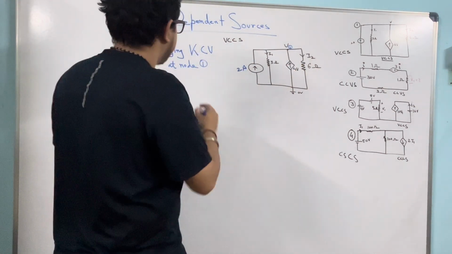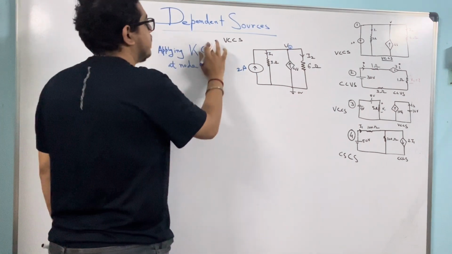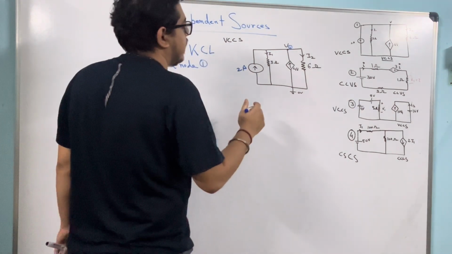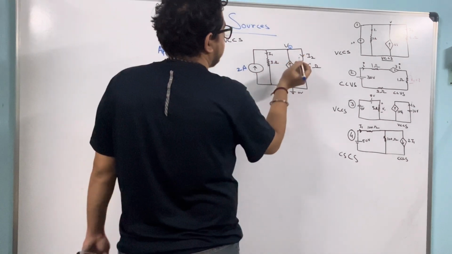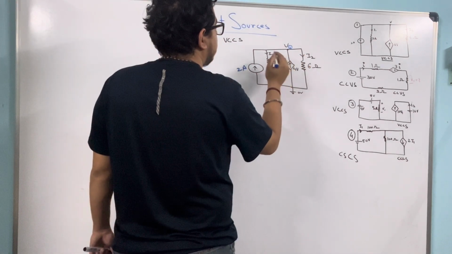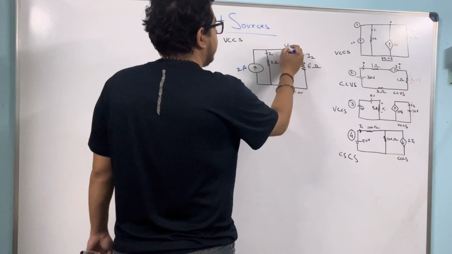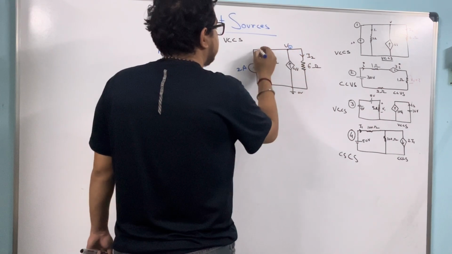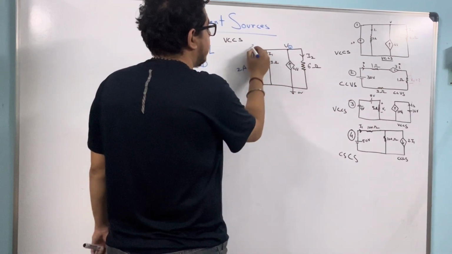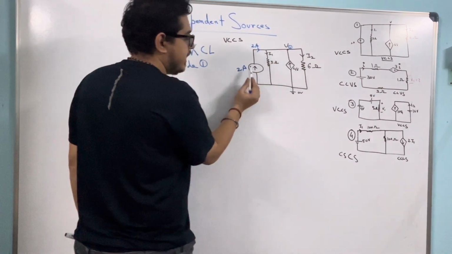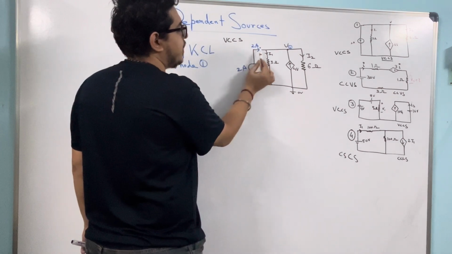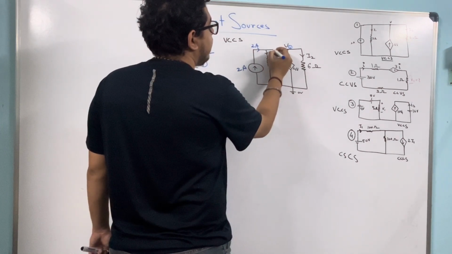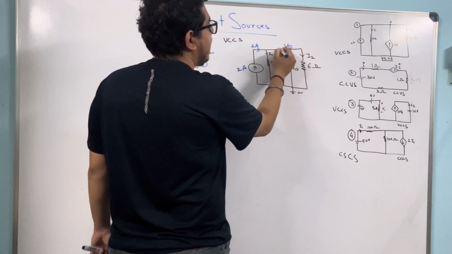So what is the statement of KCL? Summation of incoming currents is equal to summation of outgoing currents. So let us assume the currents first. This is 2 amperes coming, because here is a current source, so it is maintaining a 2 ampere current across this branch. Here I1 is going. Suppose I assume the current to be like this.